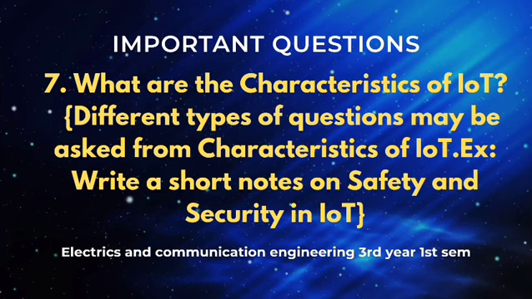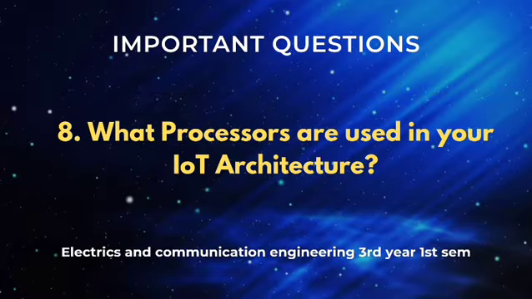For example, what is the role of security? What is the role of safety? From those 14 characteristics, questions may be framed in different ways. So prepare all the 14 characteristics. Next question is what processors are used in IoT architecture?